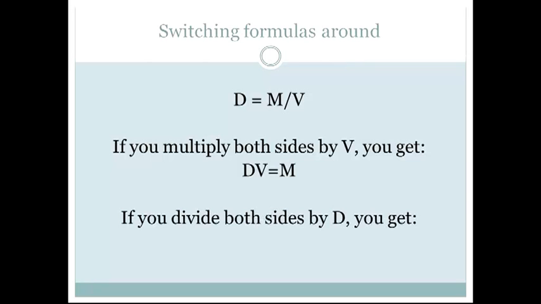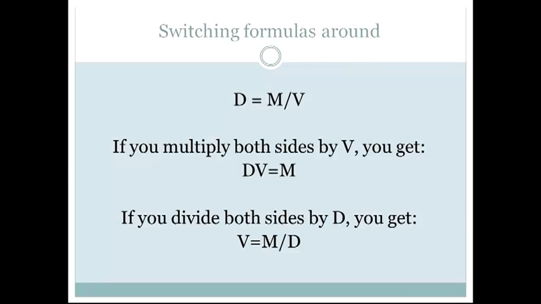Let's consider this. Let's say you divide both sides of this by D. M divided by D is going to be on the right, and DV divided by D is going to be on the left. There again, you have D over D, and any number divided by itself is 1. So 1 times V is just V. And so you're left with V equals M over D, or volume equals mass divided by density.